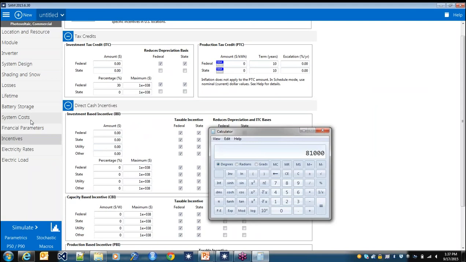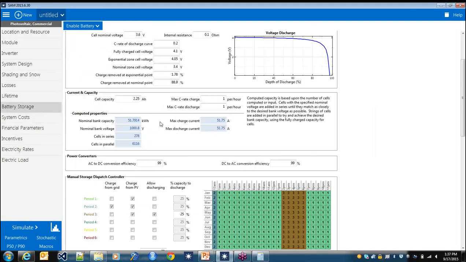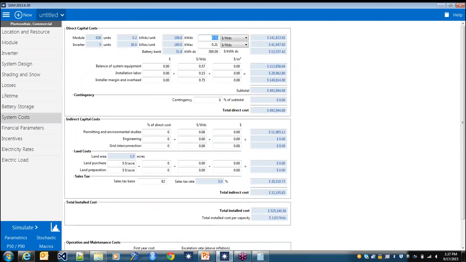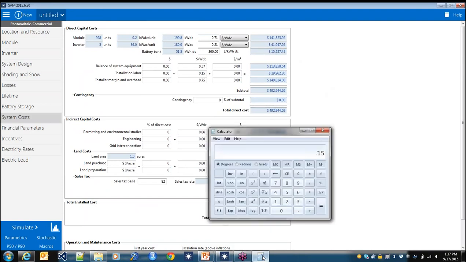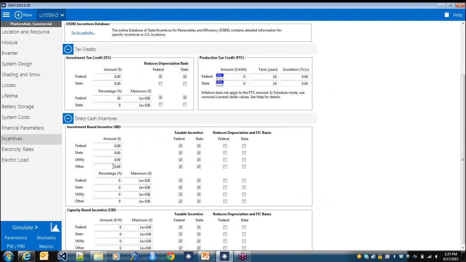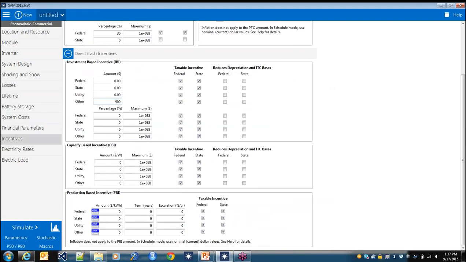That particular incentive only covers up to 60% of the installation cost. So let's see, we're saying at $300 per kilowatt, our battery is only going to cost $15,000. If we wanted to do 60% of that, we could enter an incentive of $9,000 here just to illustrate that that's a possibility.